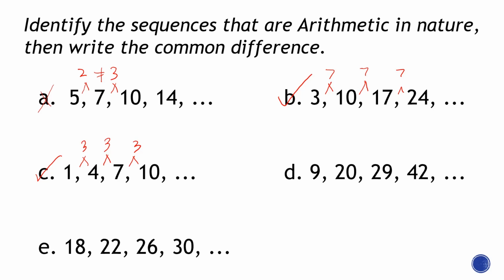What about letter D? We have 9 to 20, which is 11, 20 to 29, which is 9. We can stop there because obviously 11 is not equal to 9. So letter D is not an example of an arithmetic sequence. How about letter E? You have 18, 22, 26, and 30. Guess what? That is right. This is an example of an arithmetic sequence because the differences between any two succeeding terms are equal. So letter E is an arithmetic sequence.